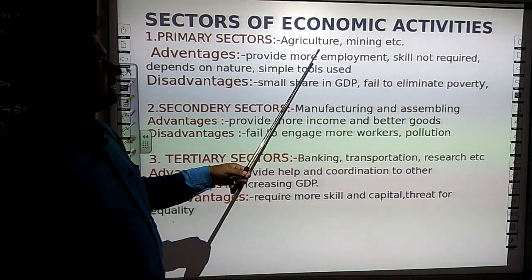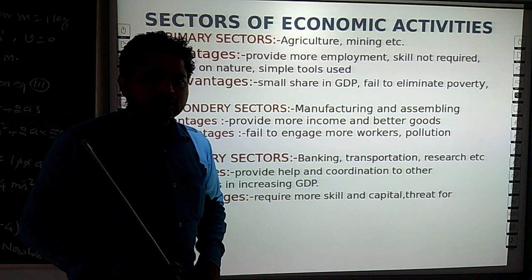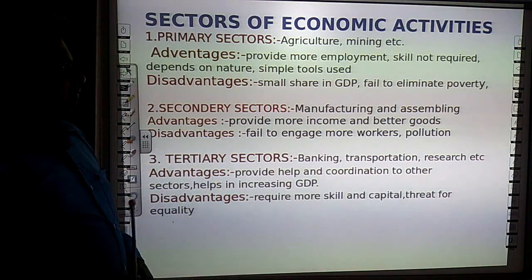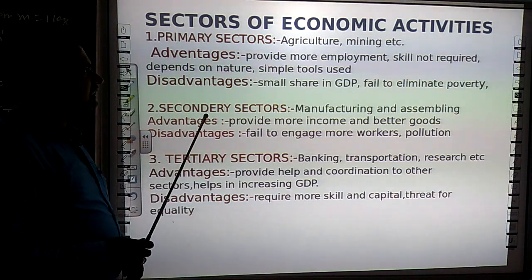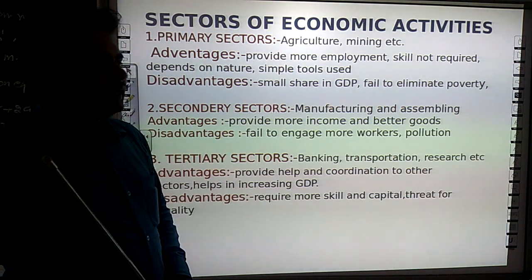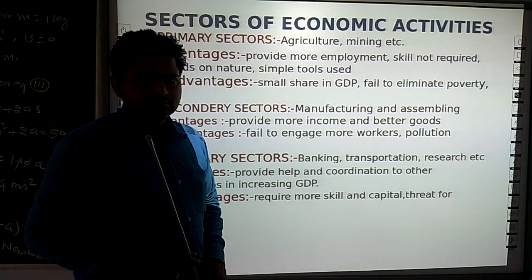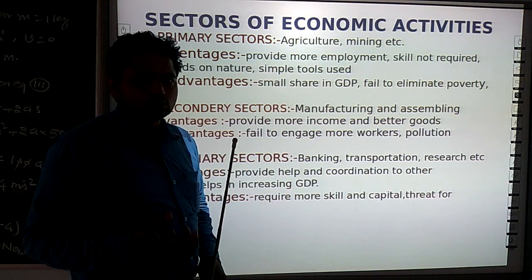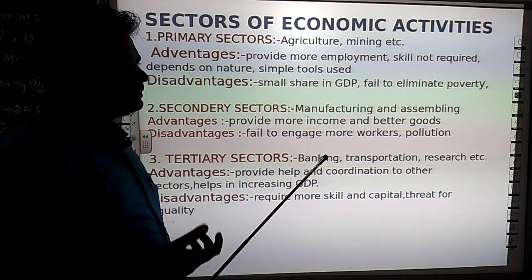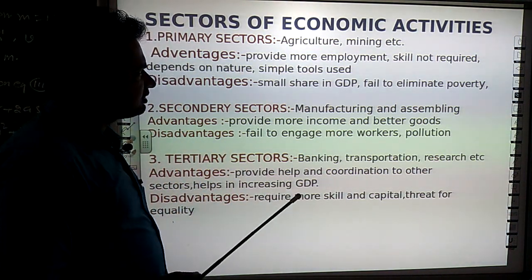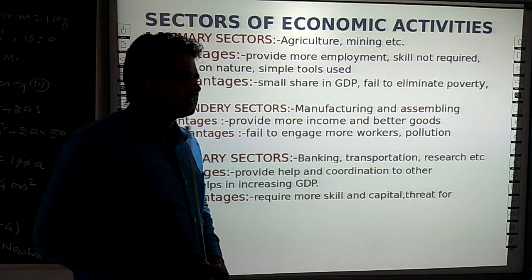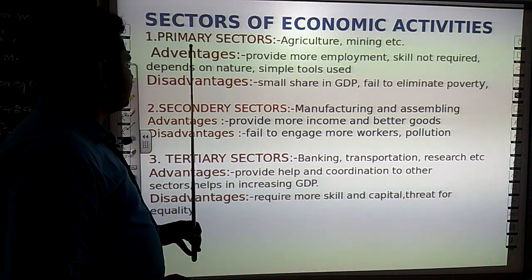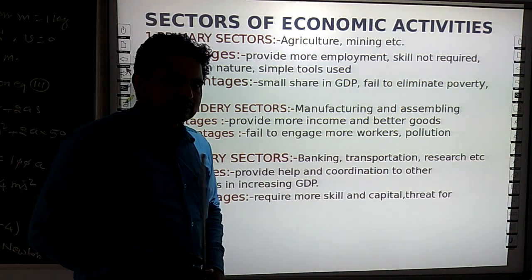In the primary sector, agriculture, mining etc. are included, where production occurs directly from nature. What are the advantages of the primary sector? Here you find that it provides more employment as it doesn't need modern machinery, tools, gadgets etc. All the activities are simple in nature, and skill is also not essential as the activities are quite simple and dependent on nature.